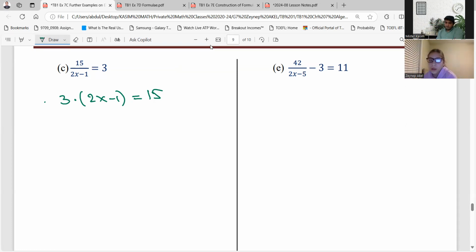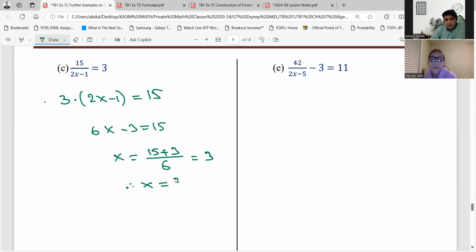X equals 18 over 6, which is 3. So x equals 3. Exactly. Very good. So that is 6x minus 3 equals 15. X equals 15 plus 3 divided by 6, which is equal to 3. Therefore, x is equal to 3.